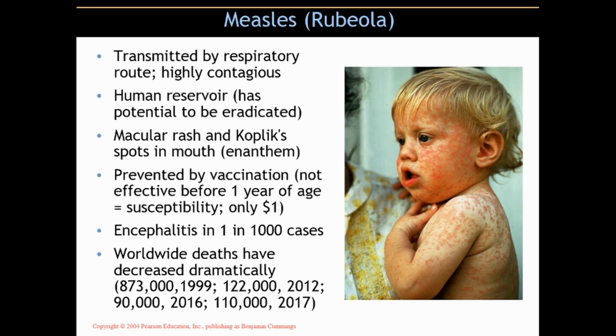Measles, also called Rubella, is transmitted by the respiratory route and is highly contagious, and you can see on this little guy here, he's got that red macular rash. It's flattened red lesions on the skin. No inflammation, no pus coming off of those. They're just flattened red lesions. It's only carried by us. We are the only reservoir, so like smallpox, it has the potential to be eradicated.